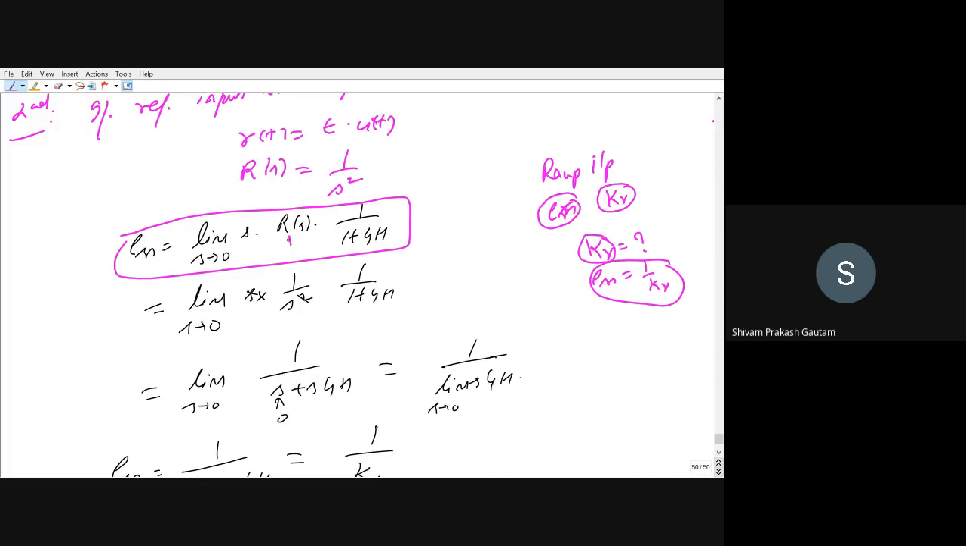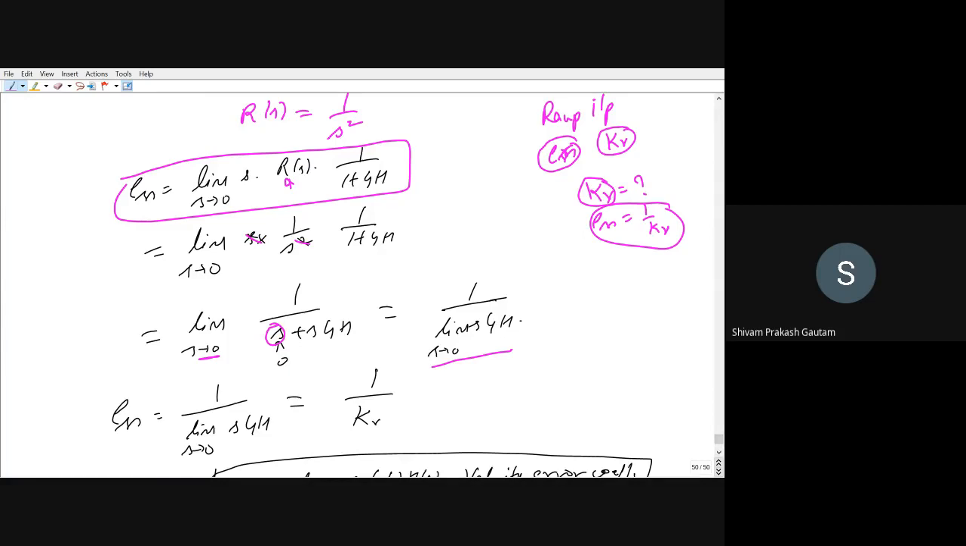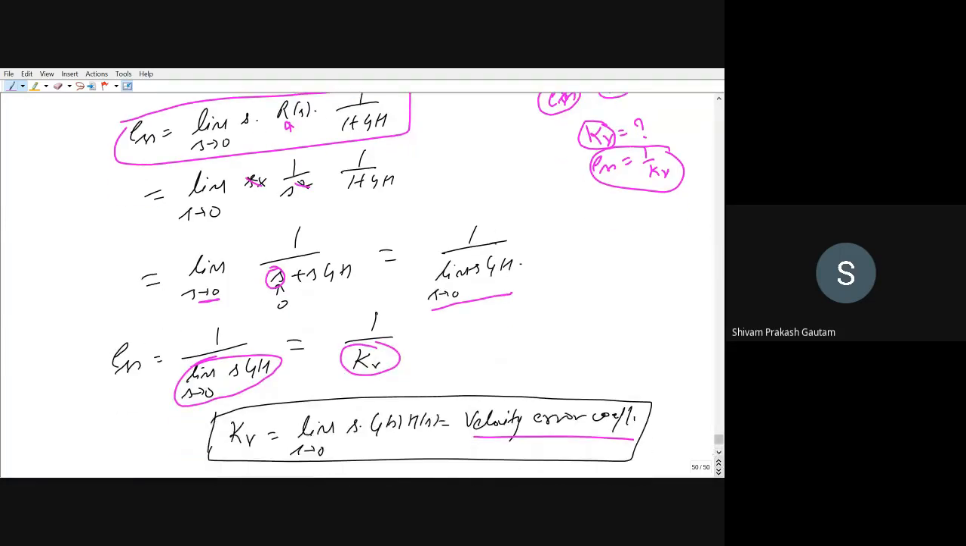Now instead of R of S, I'm putting 1 upon S square. So this S 1 power we cancel out with this, and we are having S into G of S. So this will become 0 because S is tending to 0. So I can rewrite this as S into G of S, S into GH. So this whole I'm calling it as KV. So this KV is limit S tends to 0, S into G of S, that is velocity error coefficient. Is it okay? Yes, sir.